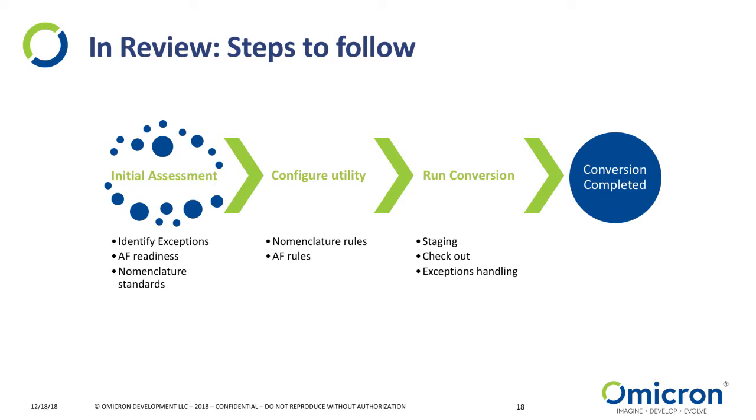In review, the steps to follow in doing the migration are: identify the exceptions, check your AF, make sure your AF database is ready for it, and make sure that your nomenclature and standards stand up to it. If they don't, maybe you need to modify the program or just do a lot of hand editing. Configure the utility, check all the rules. I recommend staging it, checking it out, and doing any exception handling, meaning anything that didn't quite fit the norm, go back and handle those.